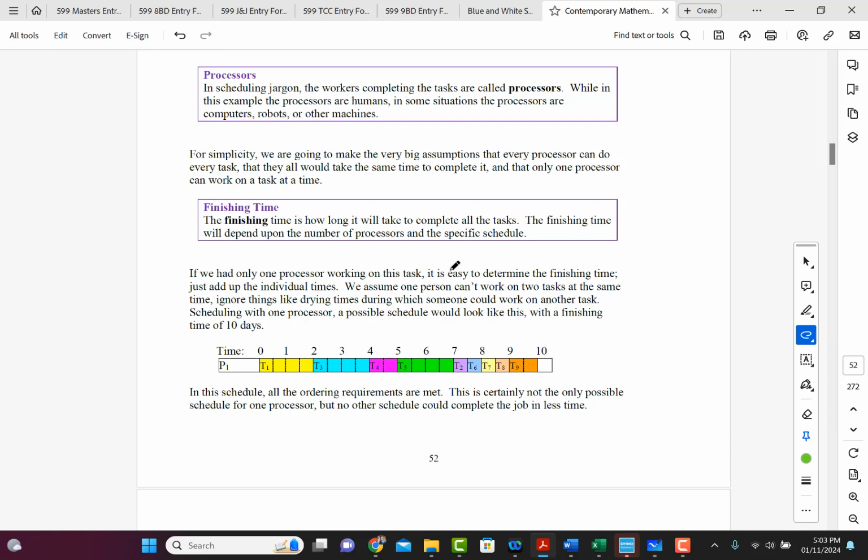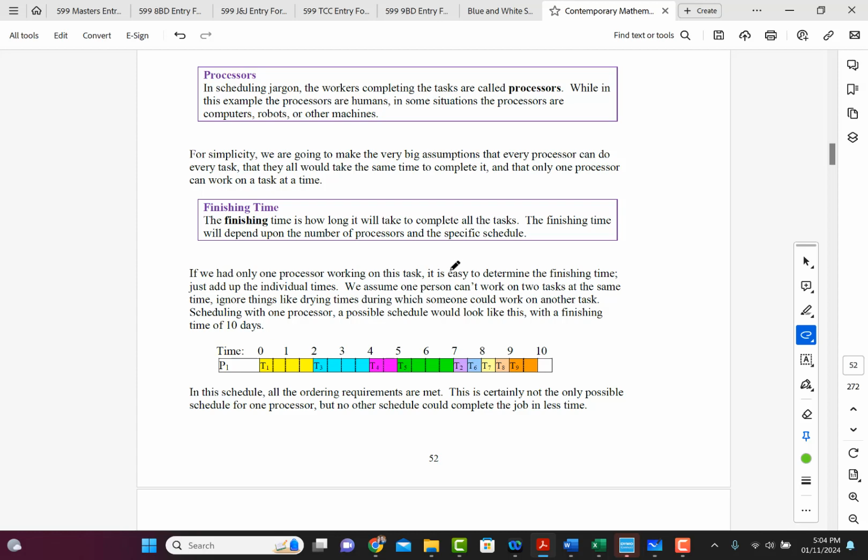Processors. Okay, in scheduling jargon, the workers completing the task are called processors. While in the example, the processors are humans, in some situations, the processors could be computers, robots, or other machines. For simplicity, we are going to make the very big assumptions that every processor can do every task. So we're assuming cross-training, okay? That they all take the same amount of time to complete, so they all work with the same efficiency, and that only one processor can work on a task at a time. So those are huge assumptions. Maybe not realistic, probably aren't realistic, but for simplicity, that's the assumptions that we're going to make.